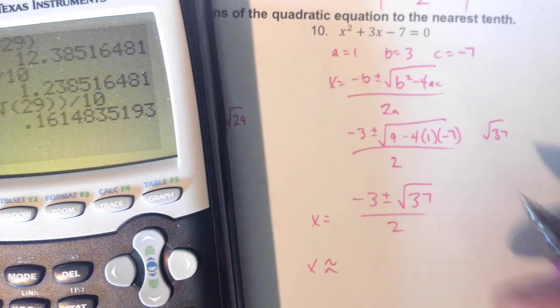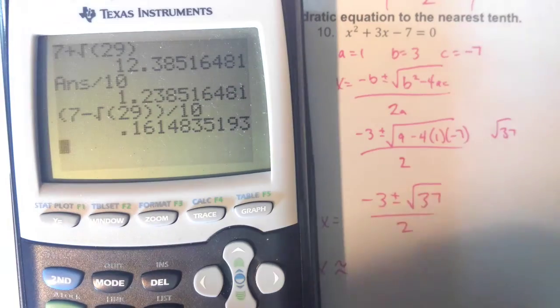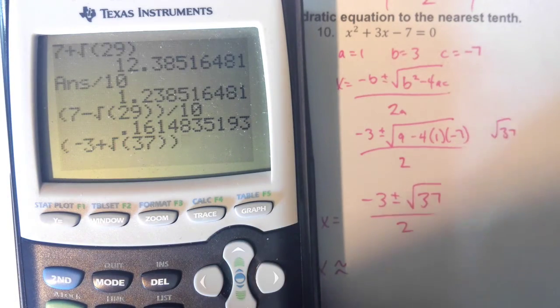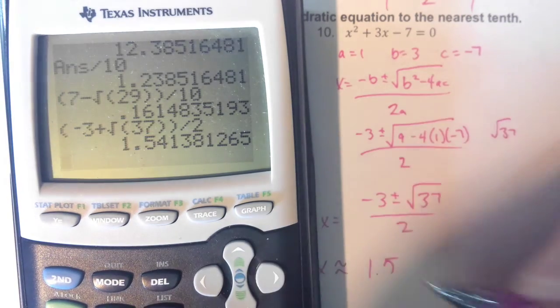The approximate answer we would get by rounding to the nearest tenth. So we'll just type that into our calculator again. So -3, I'll do it in one line this time. -3 plus the square root of 37 divided by 2. Rounded to the nearest tenth is 1.5.